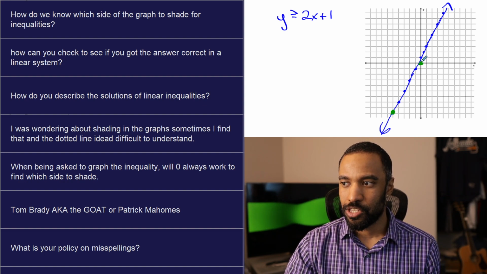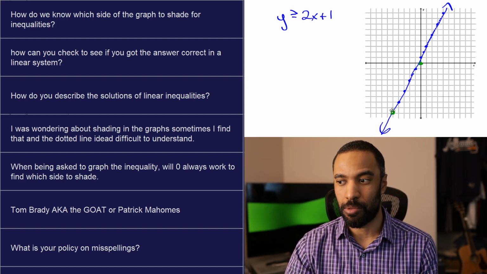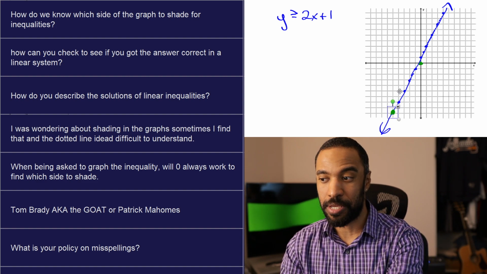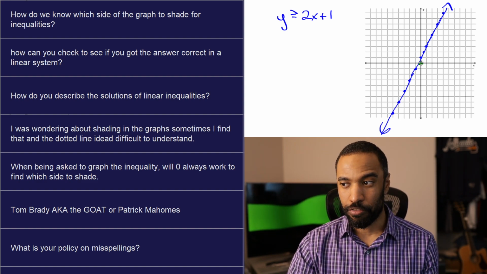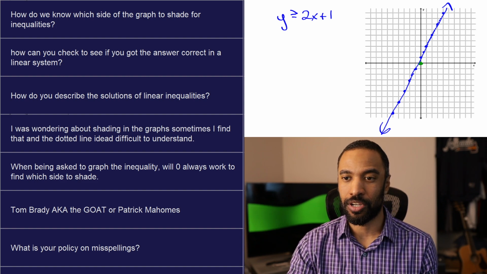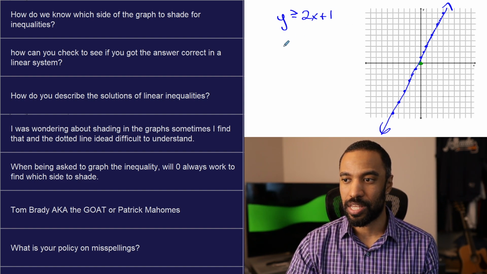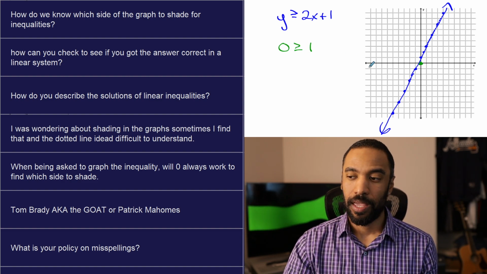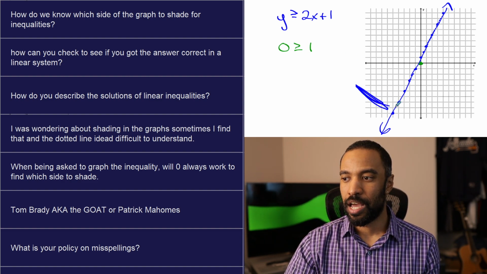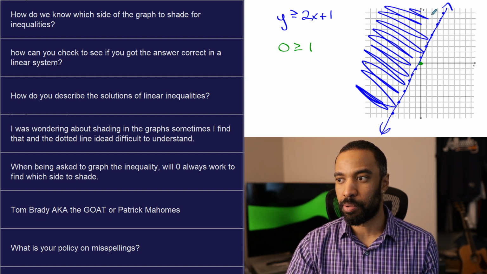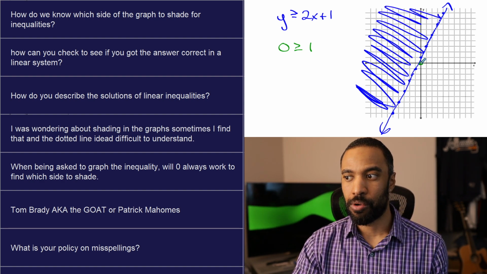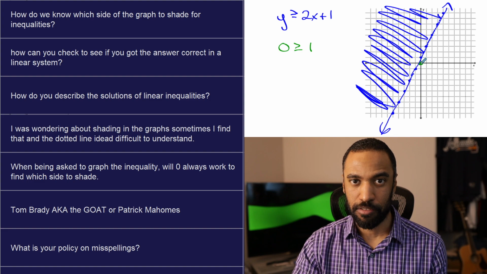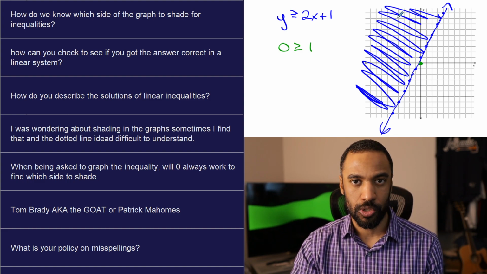Now, here's the thing. 0, 0, even though it's very close to the boundary line, actually happens to not be on the boundary line. So you're fine. As long as it's not on the boundary line, you're good. Because here, when I plug this in, I'll get 0 is greater than or equal to 1. This is not true. And because it's not true, we would be shading above because 0, 0 is below. 0, 0 makes a false statement. So points above would make it true.